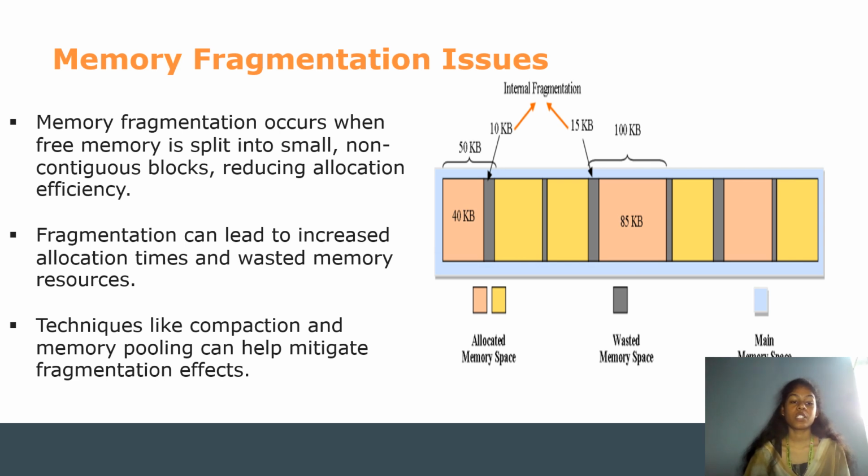Memory fragmentation issues. Memory fragmentation occurs when free memory is split into small non-contiguous blocks, reducing allocation efficiency. Fragmentation can lead to increased allocation time and wasted memory resources. Techniques like compaction and memory pooling can help mitigate fragmentation effects.